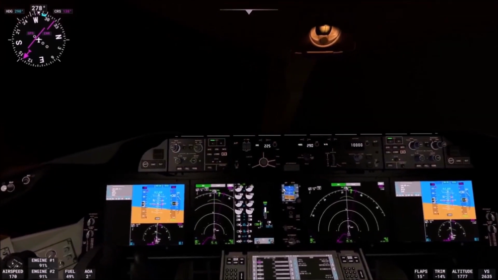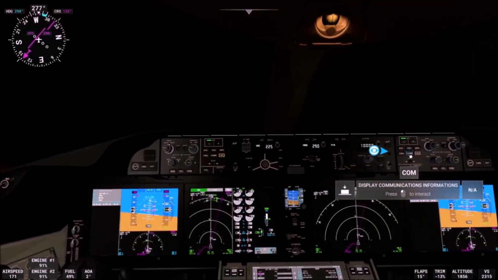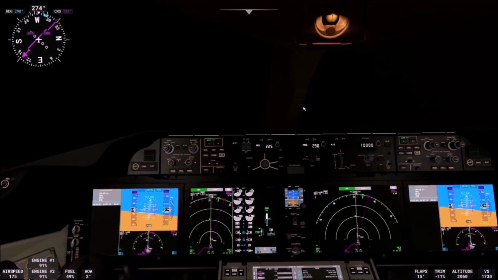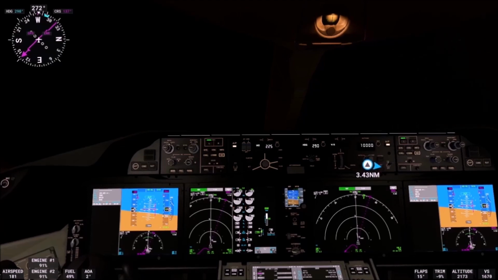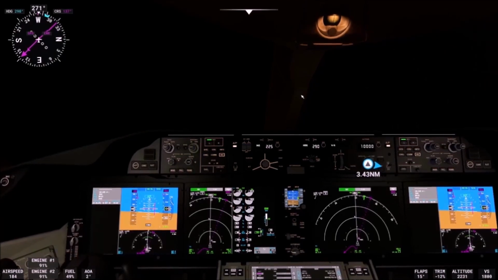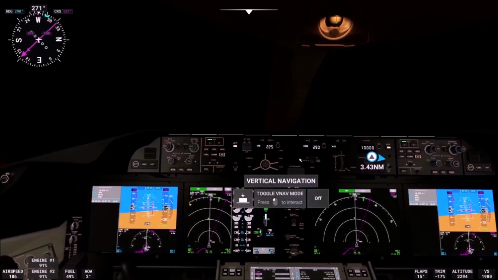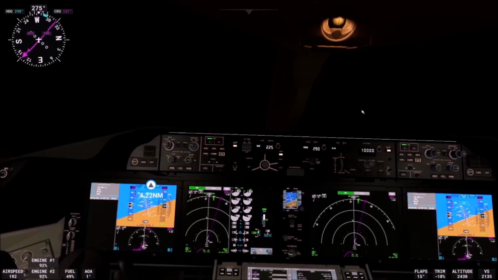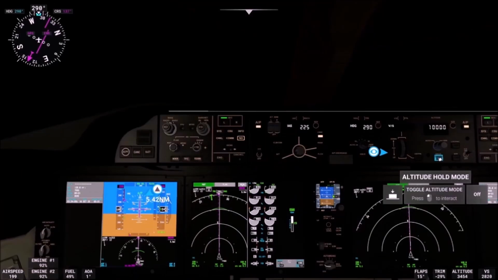So let us see now what we can do, because as usually there are some problems. So let us activate the autopilot. Okay, and let us go immediately for lateral navigation. Okay, altitude is 10,000 feet.